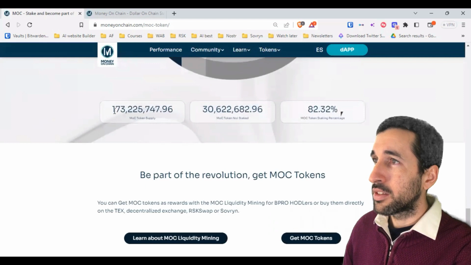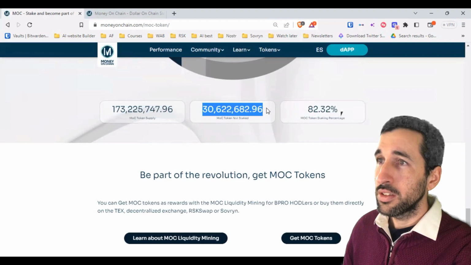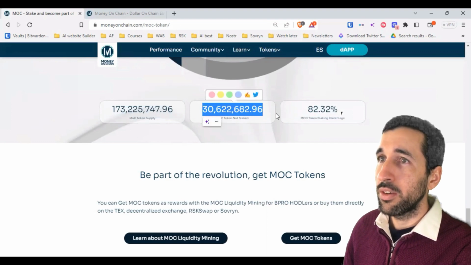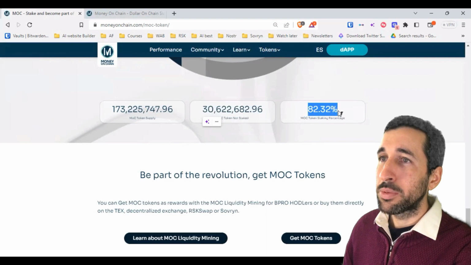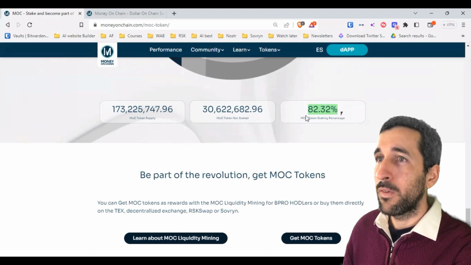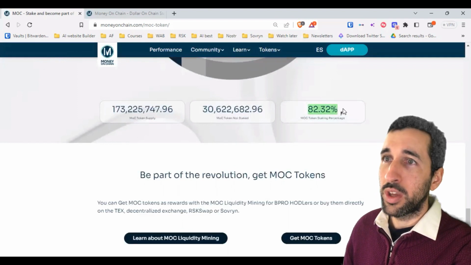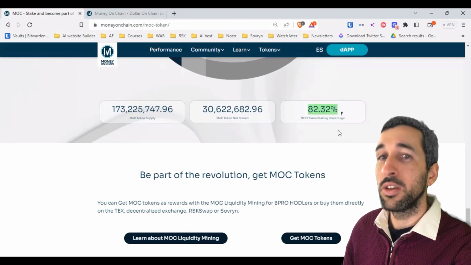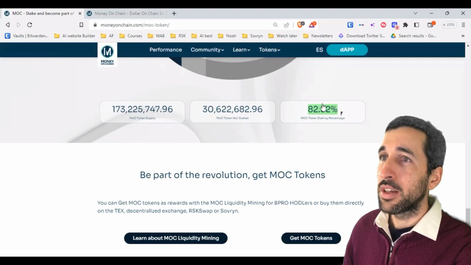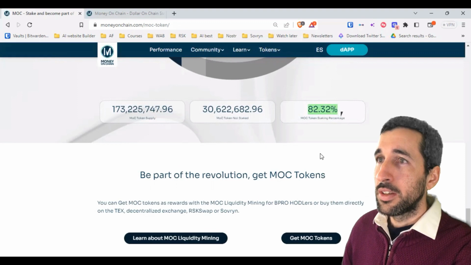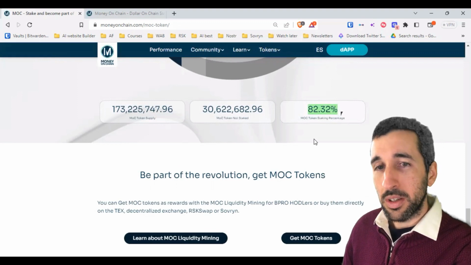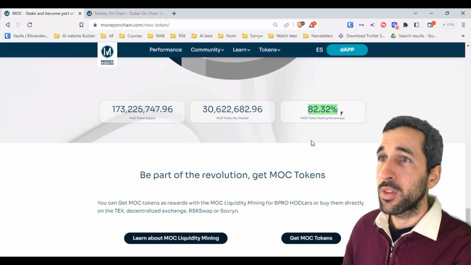We can see the entire MoC token supply, and these are all the ones that are not staked. So these are the ones that are in circulation right now. And we can see that 82% of the MoCs in circulation are staked. So most of the people that are holding the MoC tokens are locked into the platform. Of course, they do this to gain voting power and to continually earn more MoC tokens. But it's good to know that most of the people that are holding this token seem to be doing it with a long-term view.